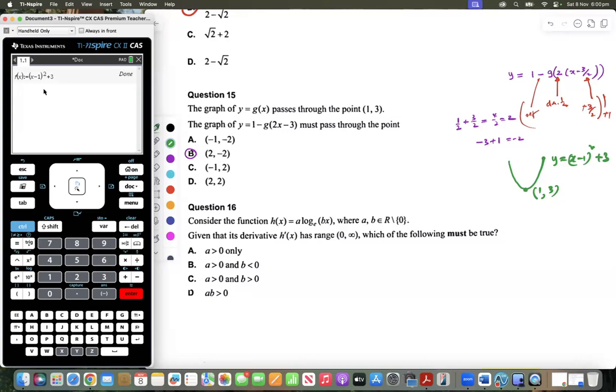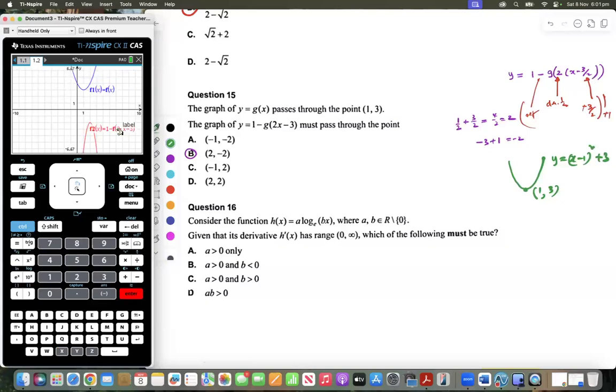Okay, let's plot it. Control I. So this is your f of x graph. Correct. Let's do the second graph. Second graph is 1 minus f of not x, it's 2 times x minus 3, right?